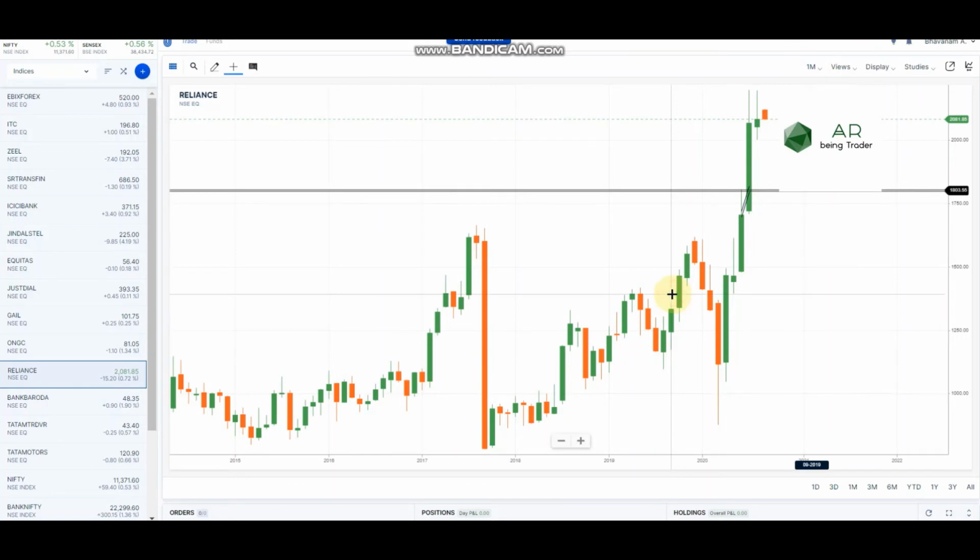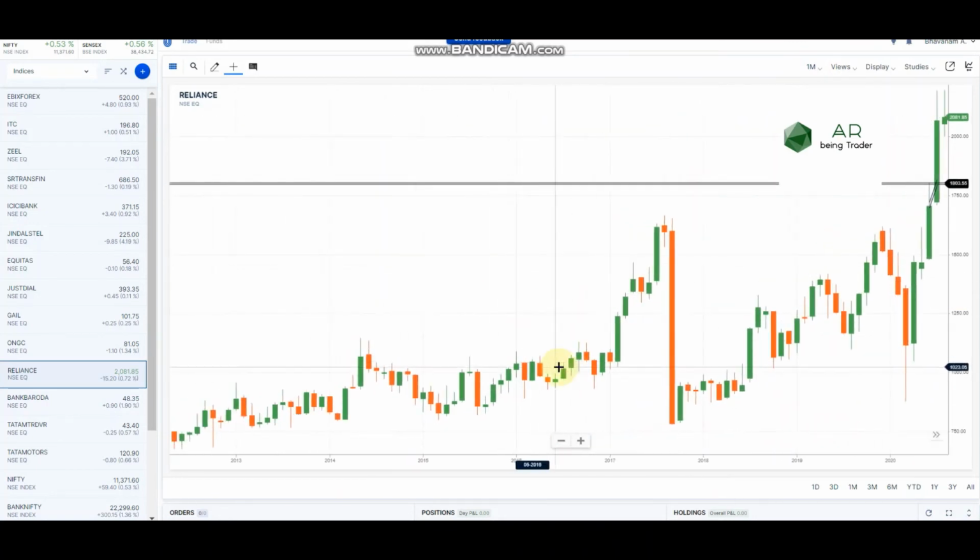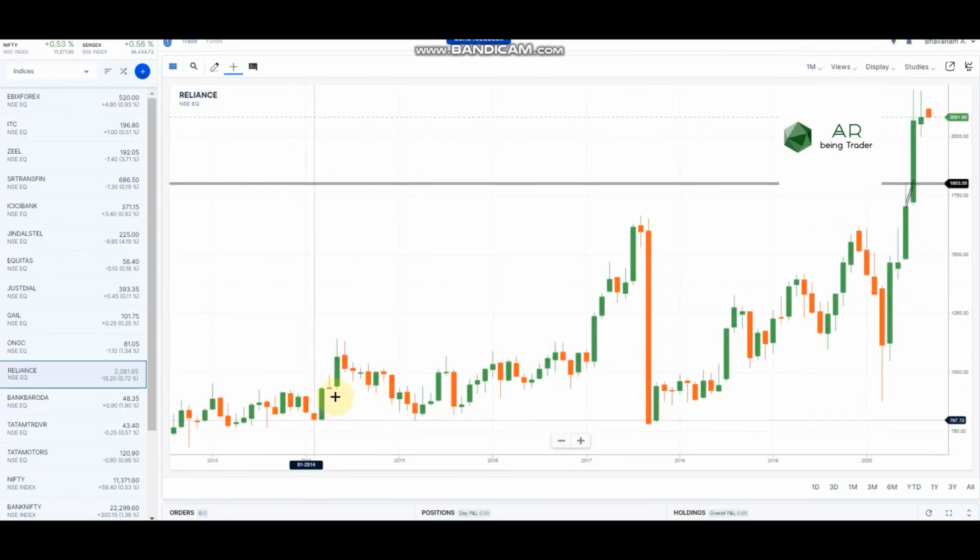For example, as I told you, if we take a green candle, the price opened here and closed here. If we take this green candle, the price opened at this point, and it made a low at this point. And it made a high at this point, and again it closed here.